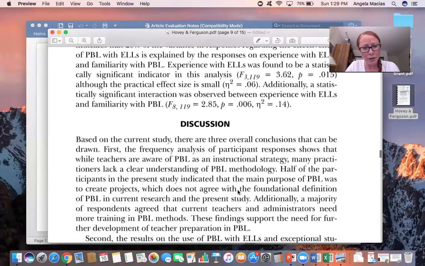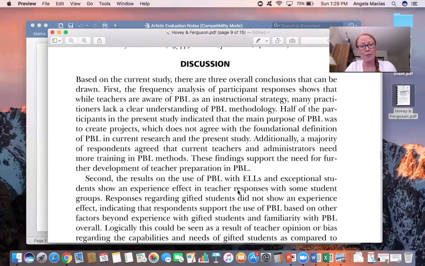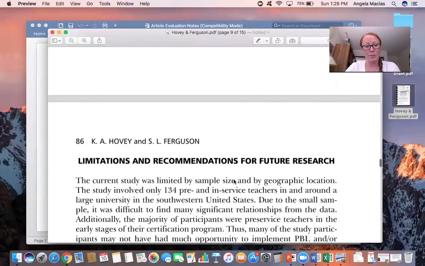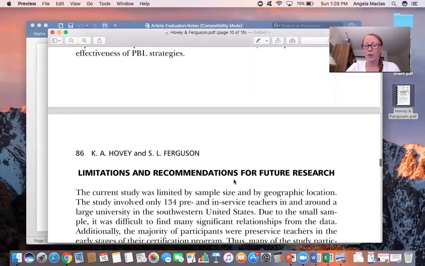So you're going to see a lot of these numbers, and they have a different title for their ending here. Instead of implications, they have discussion. Okay, same idea. They're going to discuss now why this is so important. So I'm going to read this section and decide if this seems like it makes sense for my research topic.